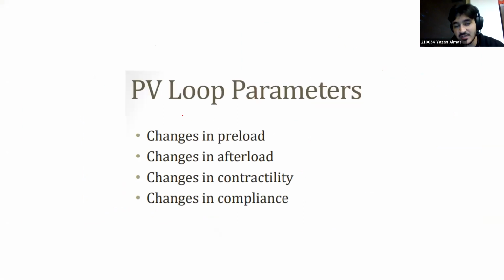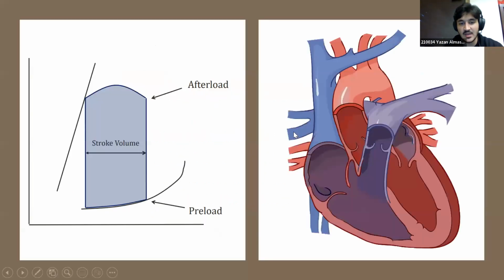So sometimes we can have changes in the parameters of the PV loop. We can have a change in the preload or afterload. Preload again. So preload is also this point, which is called the end diastolic volume. What's the end diastolic volume? It's how much blood we have in the left ventricle. So if you have this much blood, 200 in diastolic volume, that's the preload. If we have more blood, then we have more preload. That's literally it, okay?